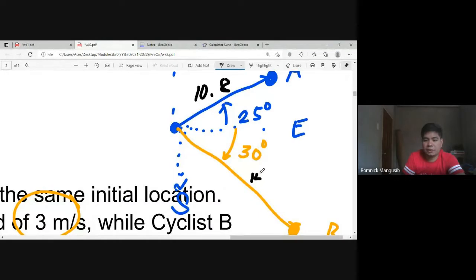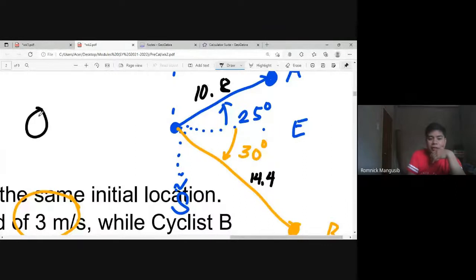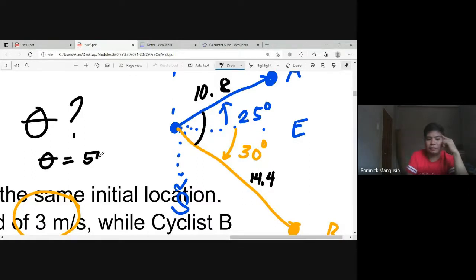So this is 14.4. Sa madaling salita dito, class, kapag kukunin mo na ang distansya between them, then you are now being conscious on the angle. Ultimately, ito ang talagang problema, kung hindi pa kayo marunong kung paano kunin ito. Definitely ang angle lang naman ay ito: 25 plus 30 is 55 degrees. The angle that you need is 55 degrees.